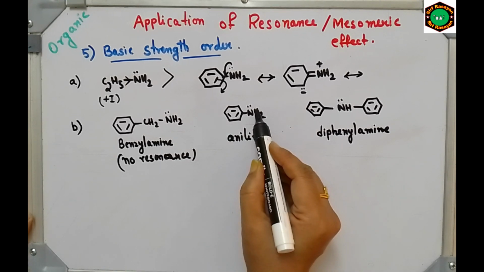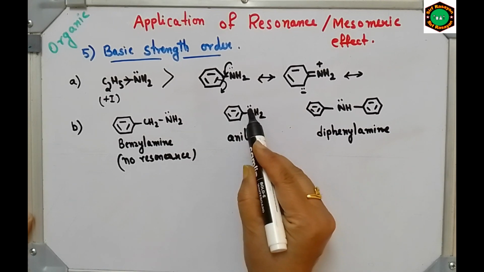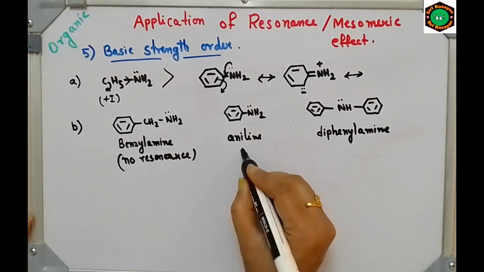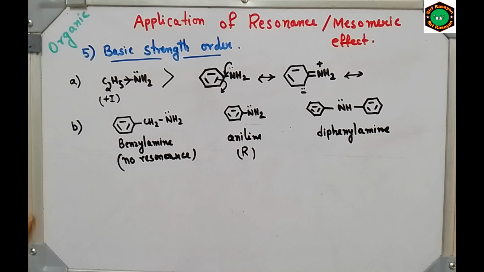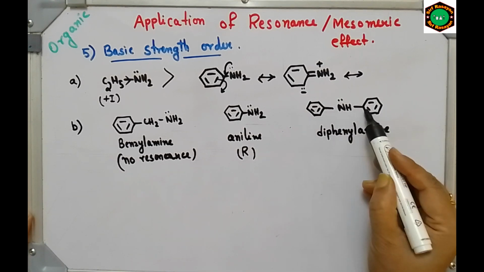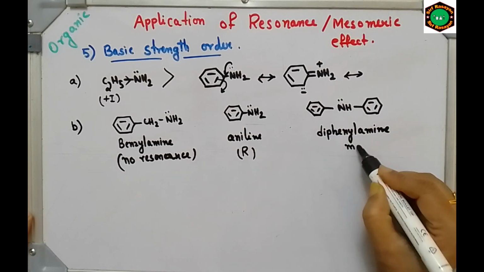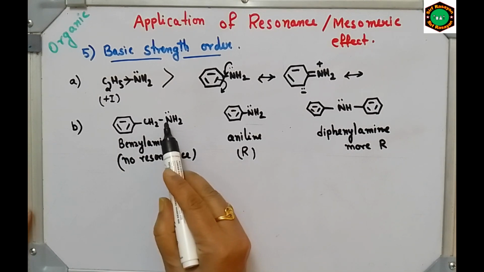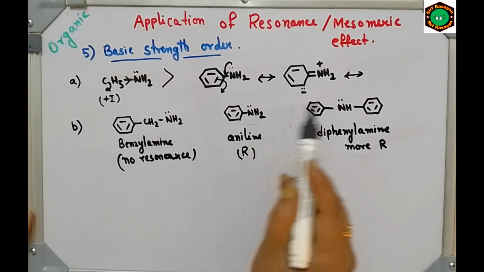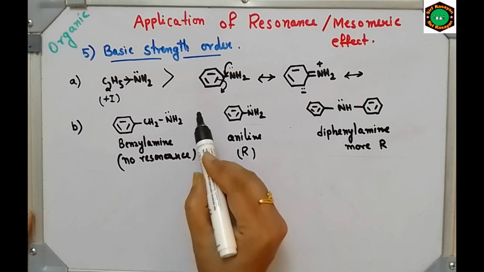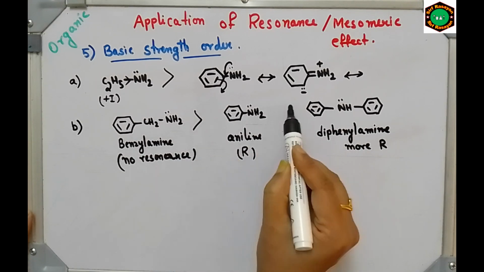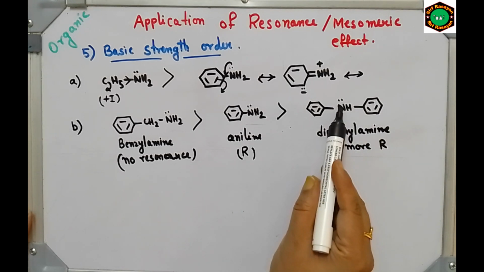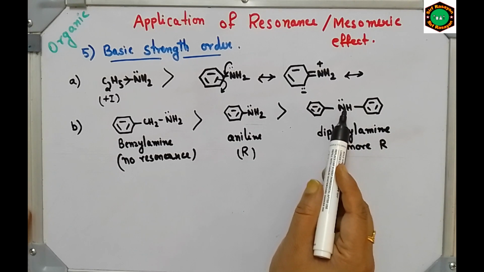Here in aniline, resonance is involved between the lone pair and the pi system of the benzene ring. So resonance is there. And here with nitrogen, two benzene rings are attached, so more resonance. Therefore here it is most available, then this one, then this one. Obviously basic strength will decrease in this order. This is least basic because the nitrogen lone pair is less available here.